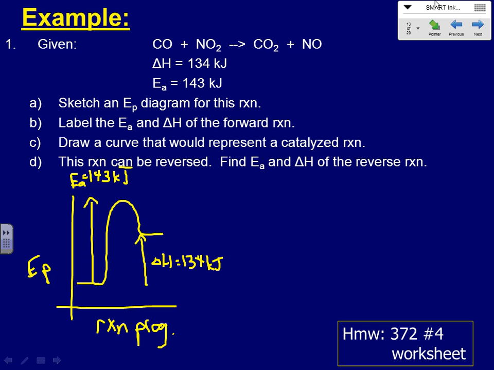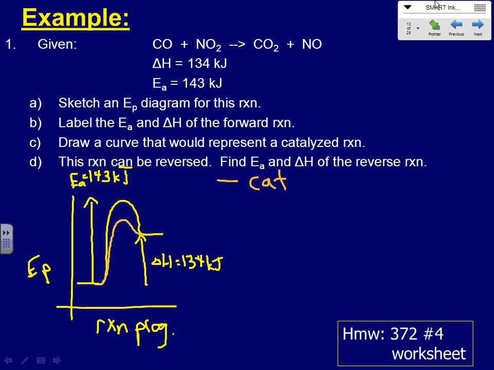Draw a curve that would represent a catalyzed reaction. Ooh, what do I have to do with that? Yeah, just put a lower bump, right? Good description. Catalyzed reaction right there. If you're answering this on a test, you could put the line here. If you have different colors, give me a little legend there. Or if you don't, you could use a dashed line with your pencil.